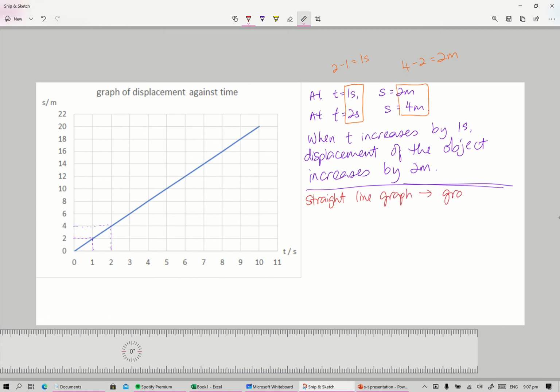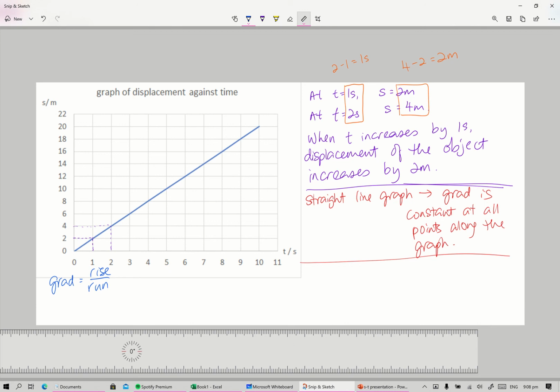Which means the gradient is constant at all points along the graph. And I can quickly show you what I mean by the gradient is constant. We learned that gradient equals rise over run.